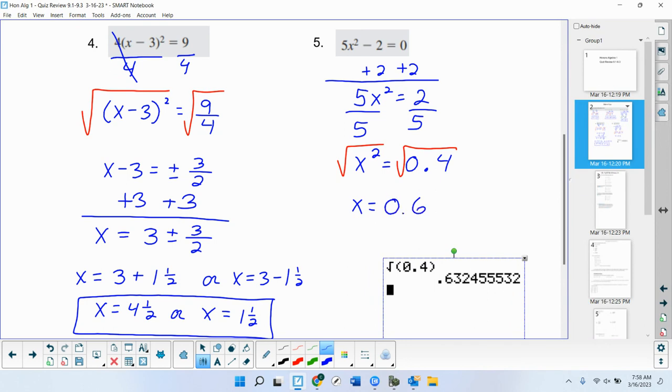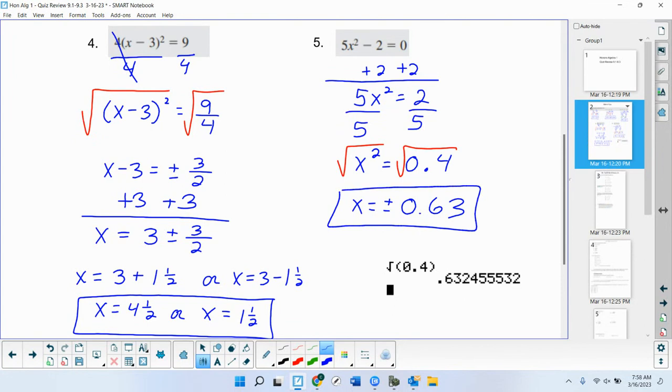And what did you get to 2 decimal places? 0.63. But what do we have to remember and be smarter than our calculator? What do we have to put up front? Plus or minus. Don't miss it. I usually put that first. Don't forget that.